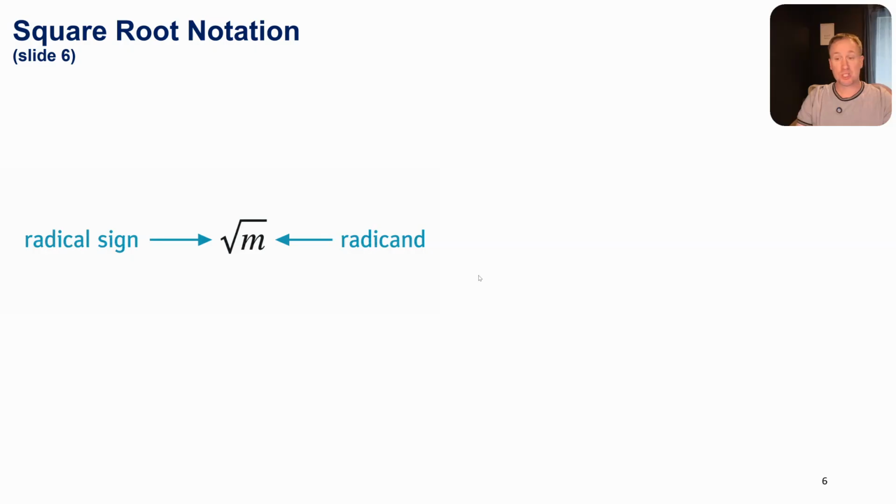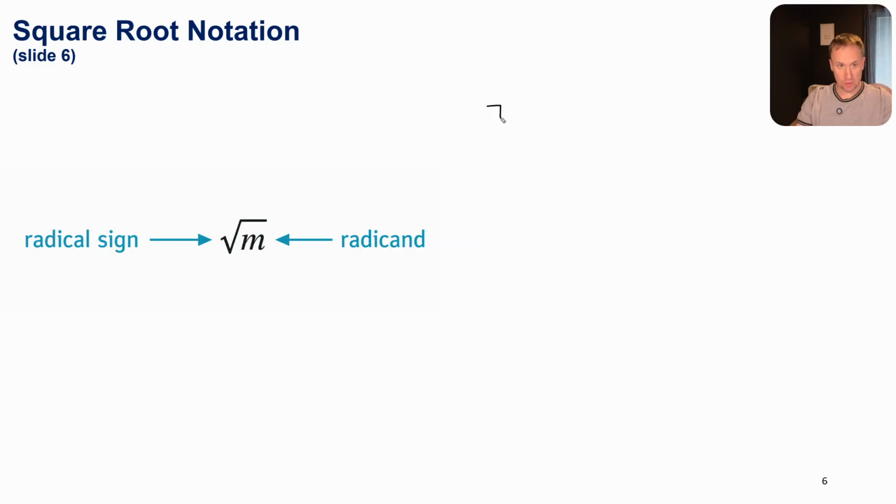Now, if I look at square root notation, what we have here is first a radical sign. That is the symbol that we have in front of it. And then we have the m variable in this case. That is what's called the radicand. That's the thing that's under the radical sign. So the m could represent any number.